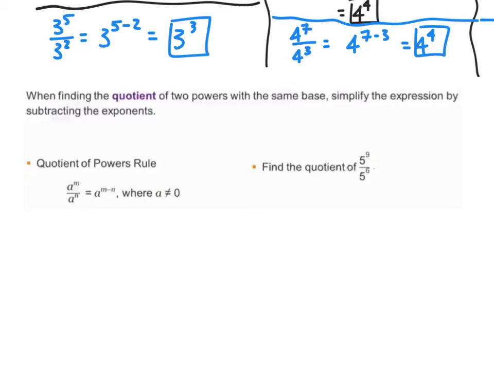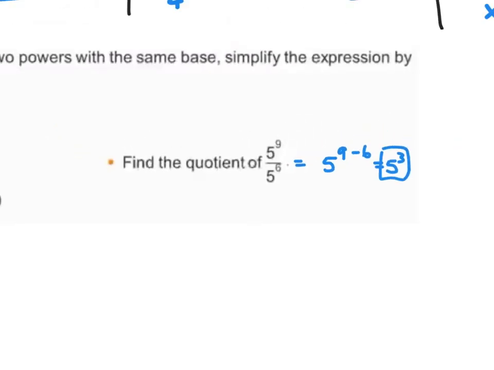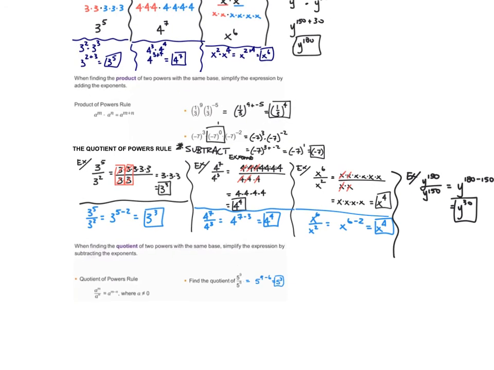But let's simplify this guy. Find the quotient of this: 5 to the 9th over 5 to the 6th. All I'm going to do is write this as 5 to the 9 minus 6 power, which gives me 5 cubed. And you can evaluate that if you want. I'm just going to leave it like that, but that's the idea. I don't have to write out 5 multiplied by itself 9 times. You can do that if you want, but just use the rule. It's a lot faster. It's a lot easier. All right, let's take a look at the next page.